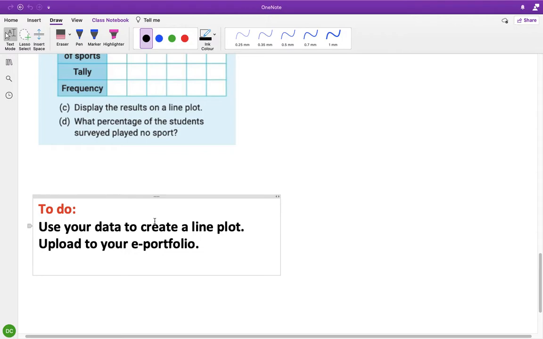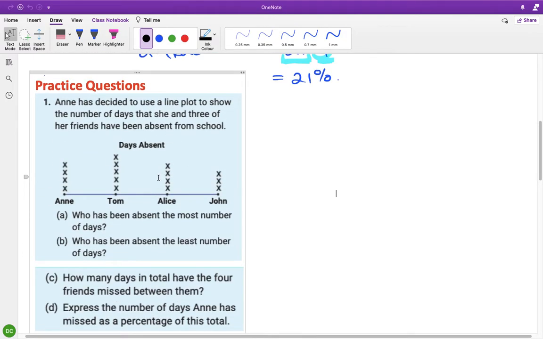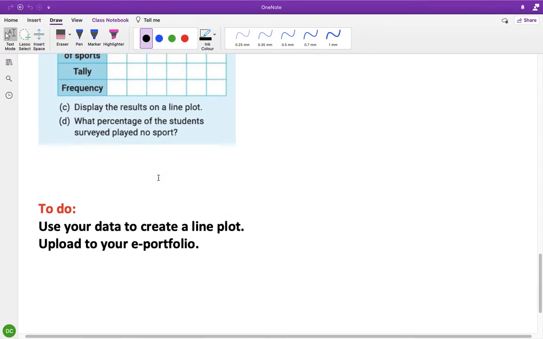There's always going to be two pieces of work to do. It's going to be your practice questions to make sure you know what a line plot is and how to use a line plot, draw a line plot, take data off a line plot, and then there's going to be the bit where you use your own data and create a line plot. It may or may not form a part of your final project. That's your decision at the end, but I want all of this done all the way along the way.